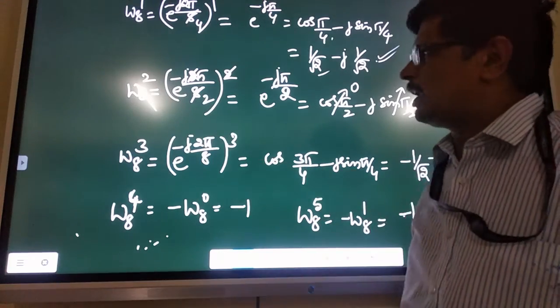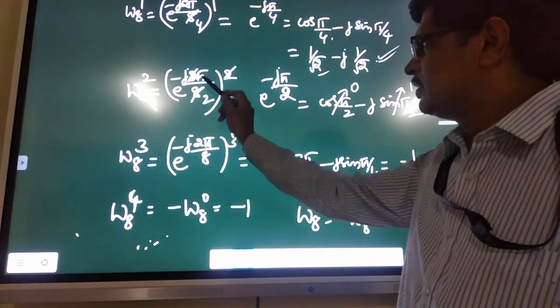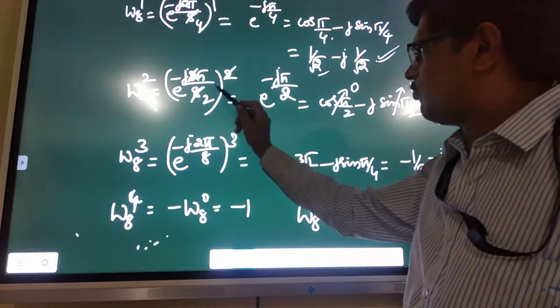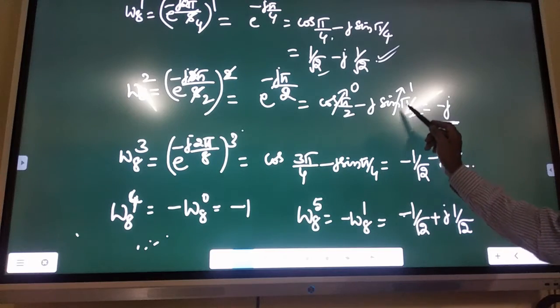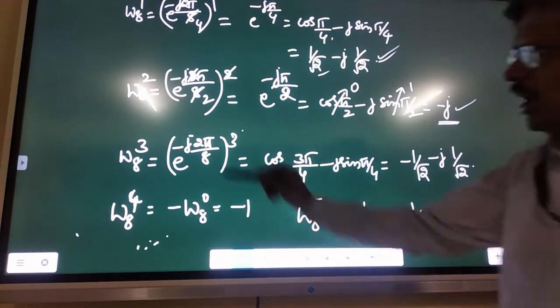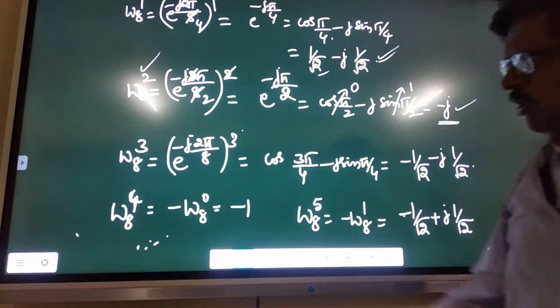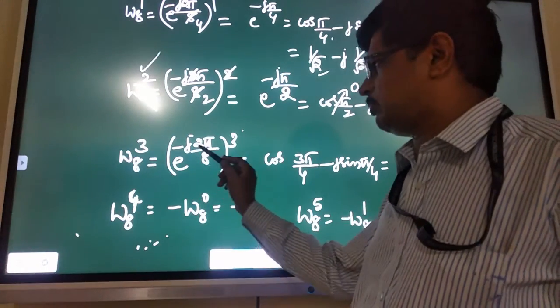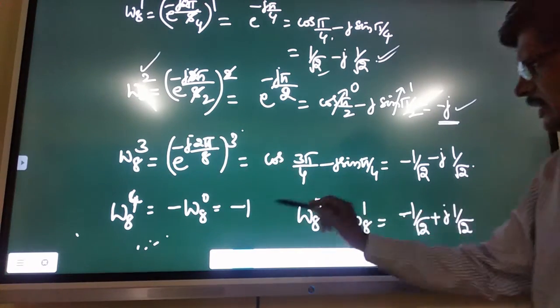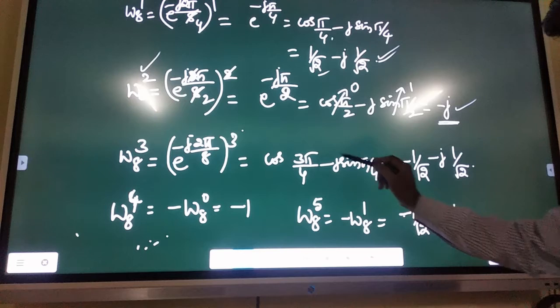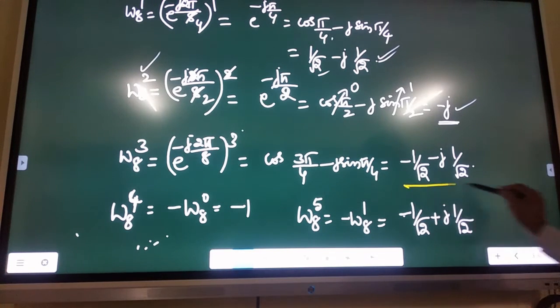Omega 8 power 2, similarly, e power minus j2 pi by 8 into 2, 2 by 8 is 1 by 4, so e power minus j pi by 2, which is cos pi by 2 minus j sin pi by 2. Cos 90 is 0, sin 90 is 1, so that is minus j. This is your omega 8 power 2. Similarly, omega 8 power 3 is e power minus j2 pi by 8 into 3, which is cos of 6 by 8, that is 3 pi by 4, minus j sin 3 pi by 4. Solve this, you will get minus 1 by root 2 minus j 1 by root 2.